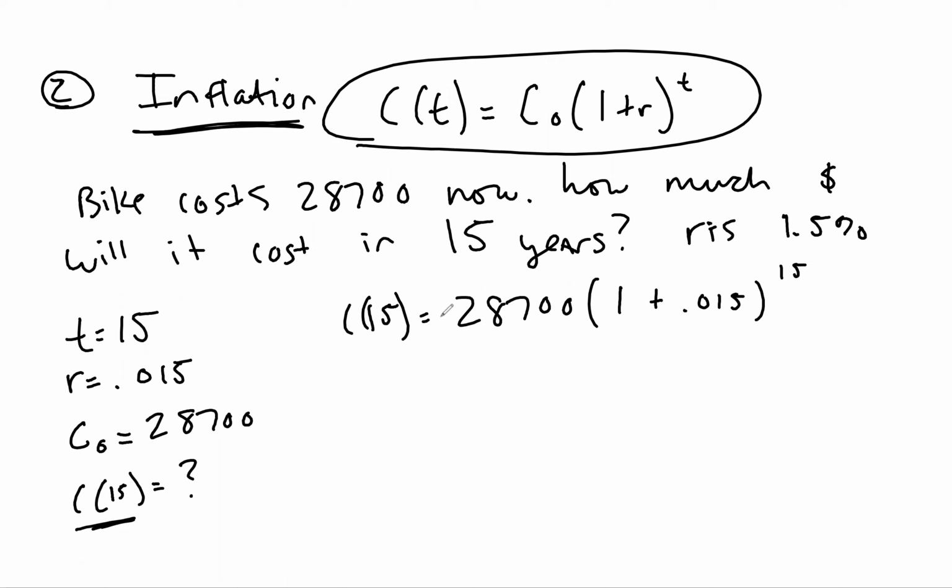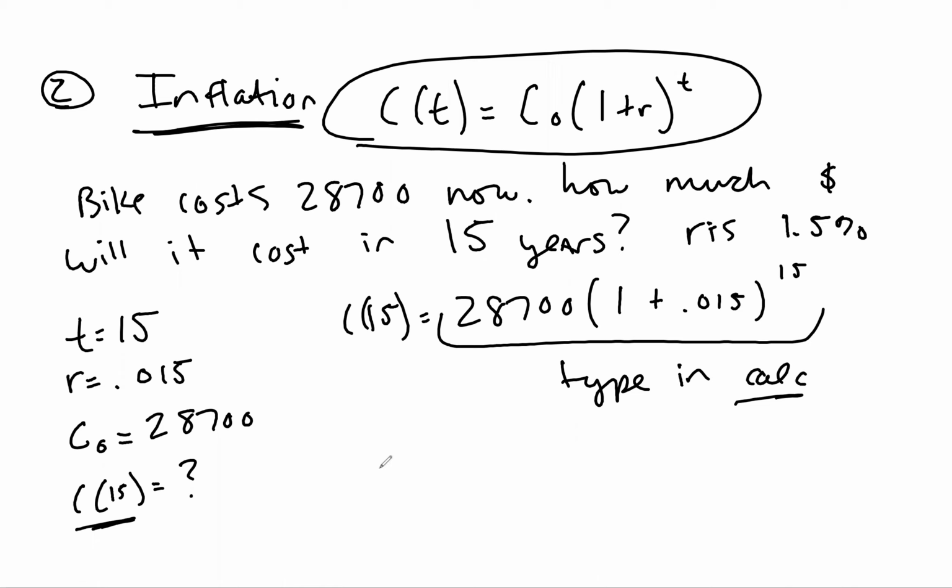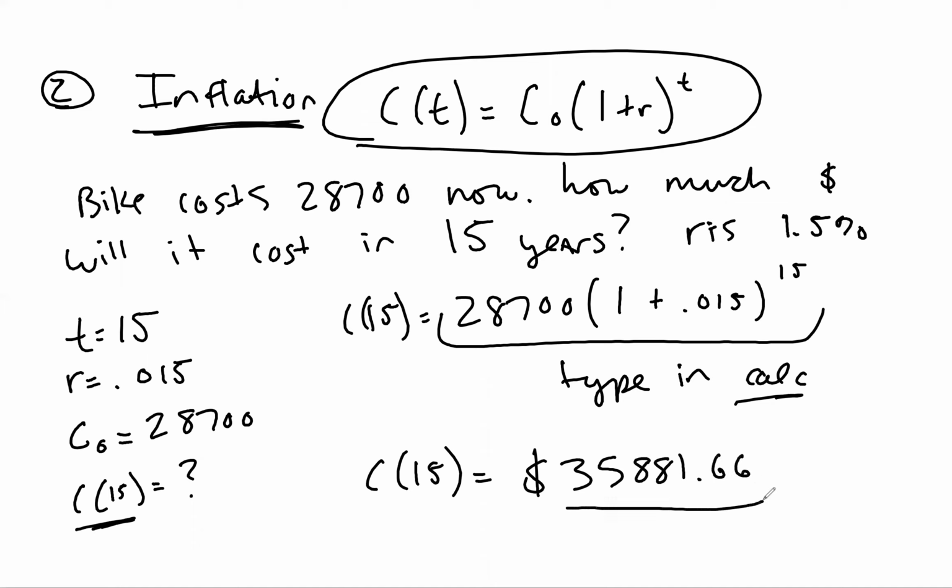And since all of these are just numbers, you get to type this all the way in your calculator. And again, just be cautious, okay? Make sure you take your time and go slow so that you don't miss any numbers. And so when you type it all in, you're going to get, since we're talking about money, put your dollar sign. So $35,881.66 is how much it will cost in 15 years. All right, done with number 2.